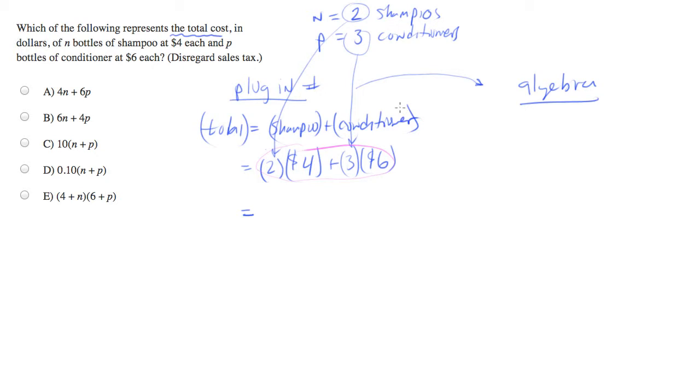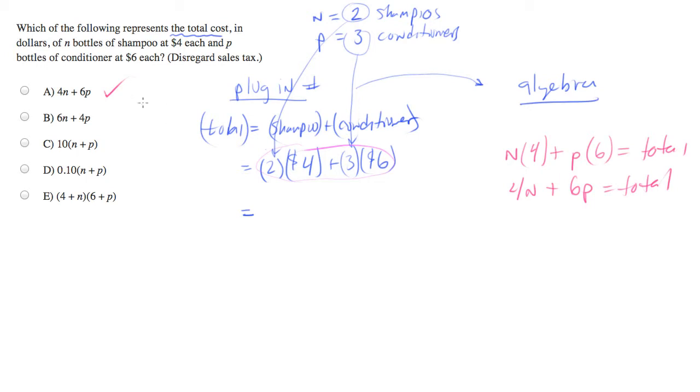So as long as it was that easy, why don't we just bail out and switch to algebra, which is going to take us directly to the answer. So instead of 2 shampoos, let's just do N shampoos at $4 each, plus P conditioners at $6 each, and that'll be equal to the total. Now it's common in algebra to put the coefficient first, so we'll rearrange this to 4n plus 6p equals the total, and you'll see that that is answer choice A.